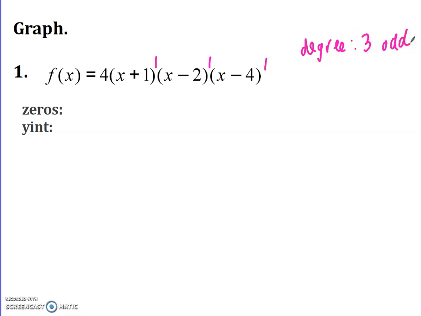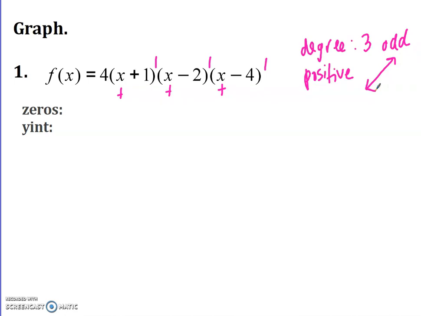Now I'm looking to see what kind of leading coefficient. I'm not going to FOIL this out, but my leading coefficient is a 4, and there's no negative with the x inside my parentheses. So that would be a 4, positive x, positive x, positive x. We'd say this is a positive. So it's an odd positive, so my end behavior is going to look like that line. What does that mean?